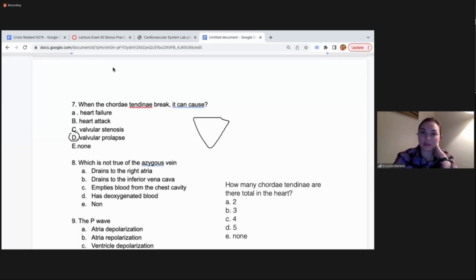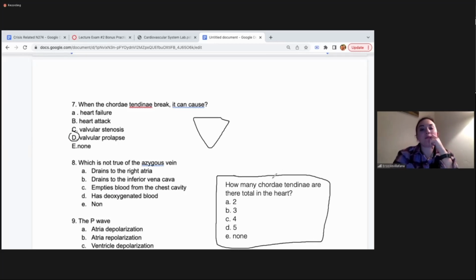So everybody, let's answer this one right now. How many chordae tendineae are there in the heart? Okay, I don't think I'm having any guesses. Does anybody want to guess for me? Oh, there we go. Okay, so you guys are guessing D, right? So D would be correct.